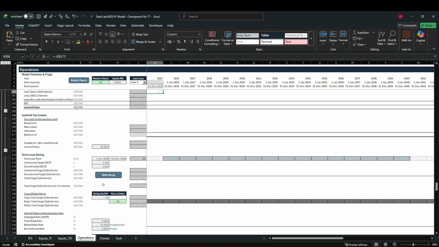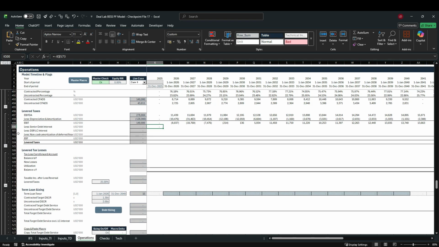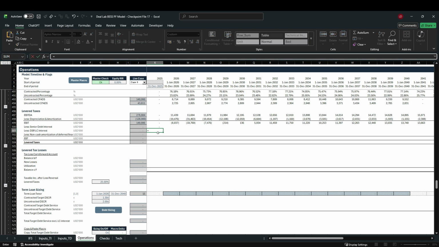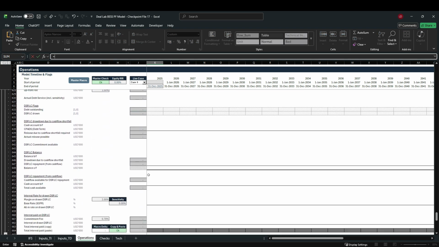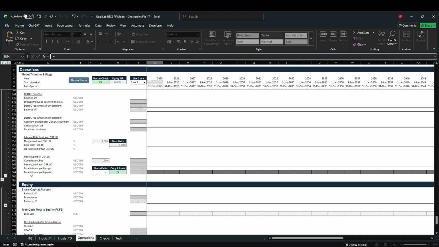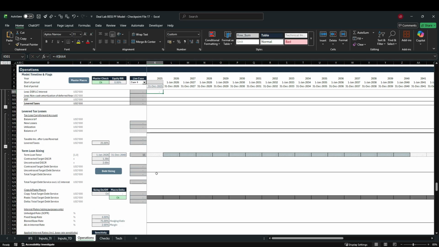Hit enter. And then we also have a DSR LC interest, which is our debt service reserve letter of credit. And our DSR LC will actually be the last part of this financing section. But for now we can pull in that value as well. And that is going to be a hard code in row 664. That is going to be the total interest paid on the DSR LC after applying our copy and paste macro. So that equals to minus K664, hit F4 2 times and hit enter.